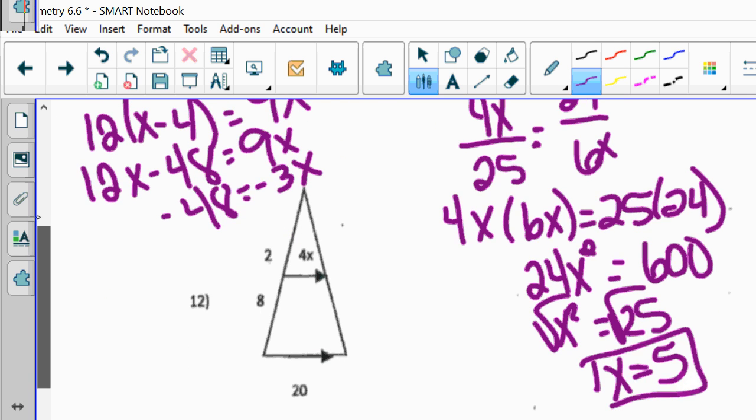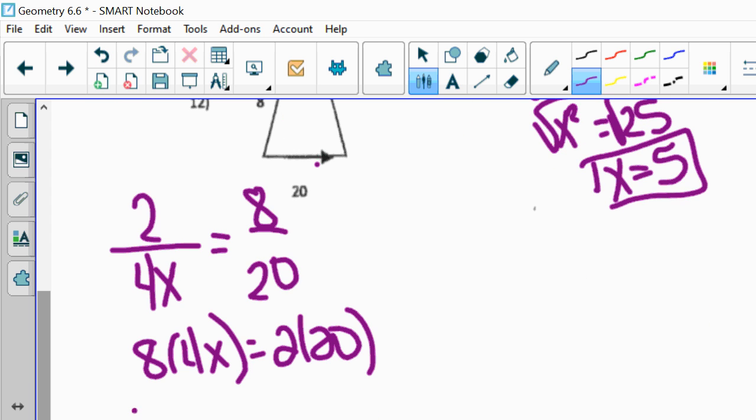All right, last example for the day. Again, I have parallel lines. I have the 4x and the 20, the 2 and the 8. So I could say 2 over 4x is equal to 8 over 20. Cross multiply, 8 times 4x equals 2 times 20. 8 times 4x, 32x. Equals, oh, I am so sorry.